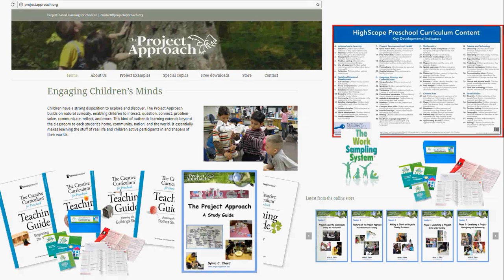So keep in mind, this should be very familiar to you because many of our curriculums actually support this approach, such as High Scope, Teaching Strategies, the actual project approach itself, the Work Sampling System. So we are actually using curriculum to actually facilitate analysis and reasoning.